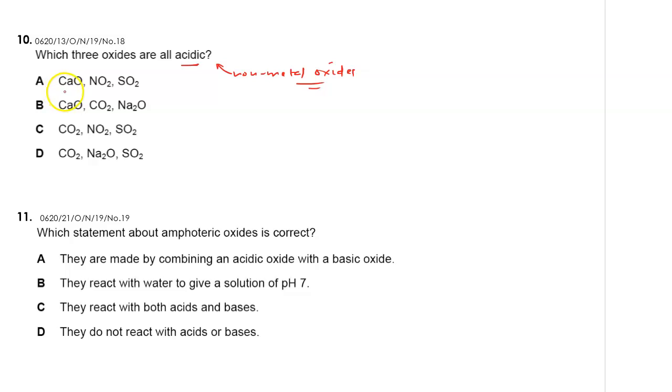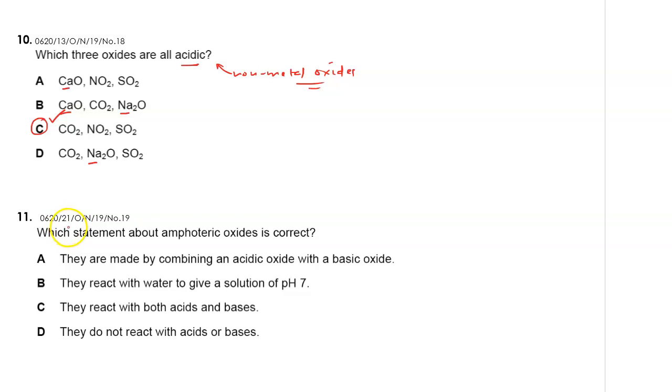So you look at A, there's a metal oxide here, so A is out. B, there's also calcium here, which is a metal, and there's also sodium there, which is a metal, which is out. And then of course D has also got sodium there, which is a metal. It's only C which is non-metal oxides: nitrogen dioxide and sulfur dioxide. Right answer C. Number 11.